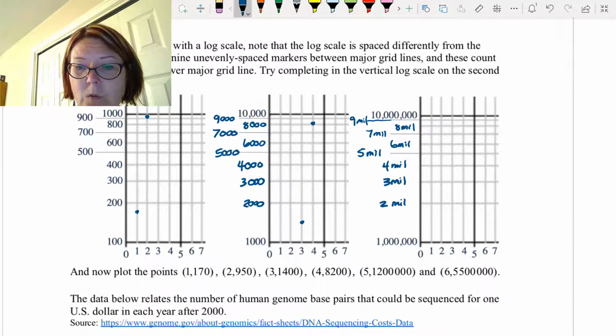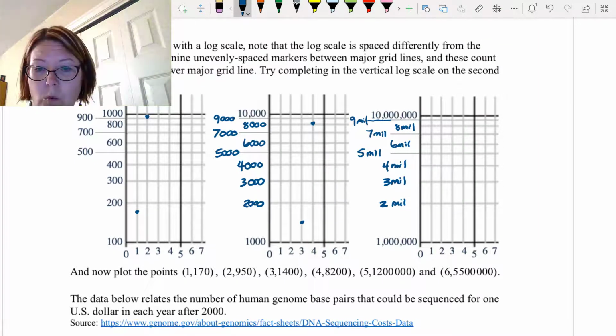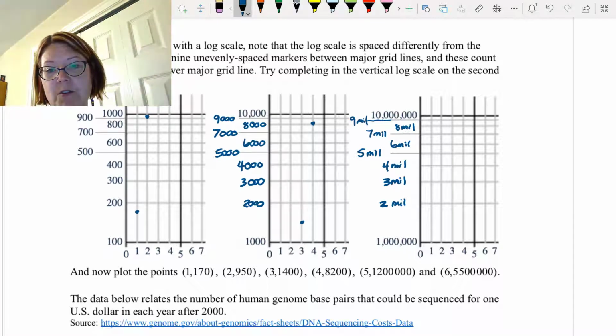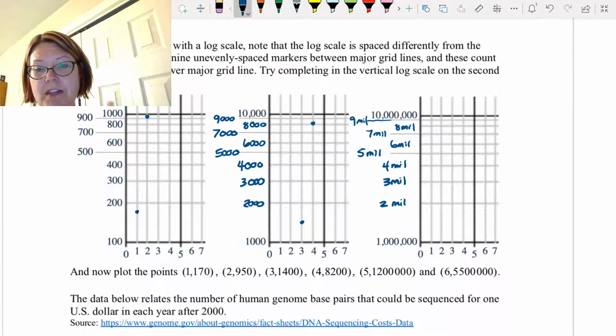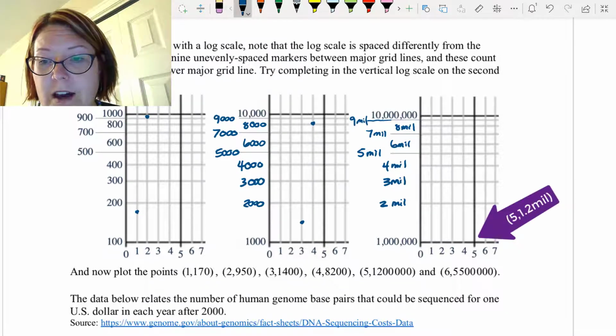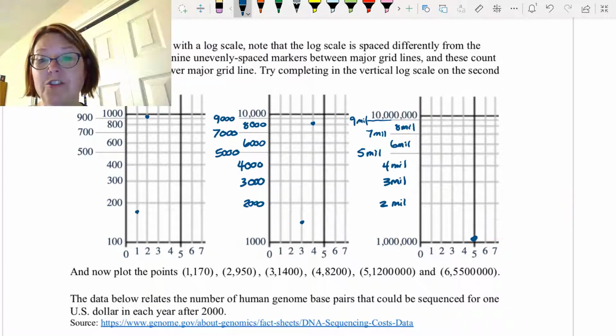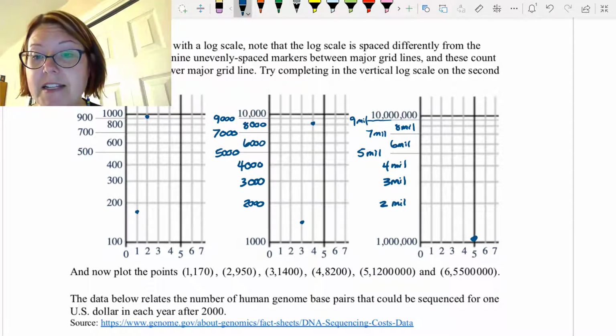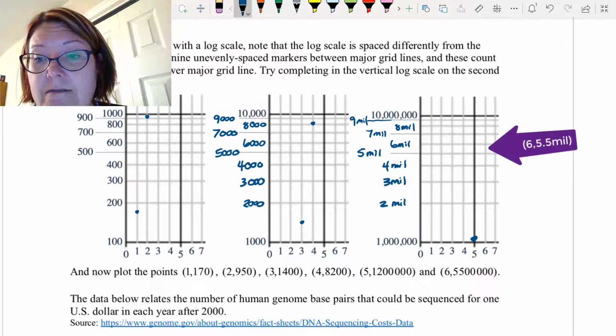5, 1,200,000. Let's jump over to that last graph now. 1,200,000 is going to be between 1 million and 2 million. So between the major grid line and the first minor grid line. So 5, 1,200,000 is close to the bottom there, closer to the 1 million than the 2 million. And finally 6 and then 5,500,000 would be between 5 and 6 million as the minor grid lines. So 6, and then 5,500,000, somewhere around the middle of that.